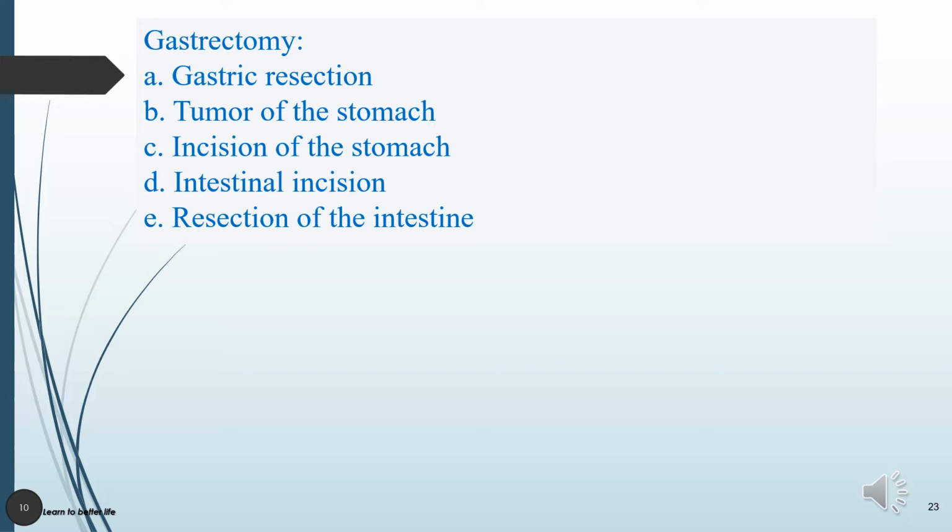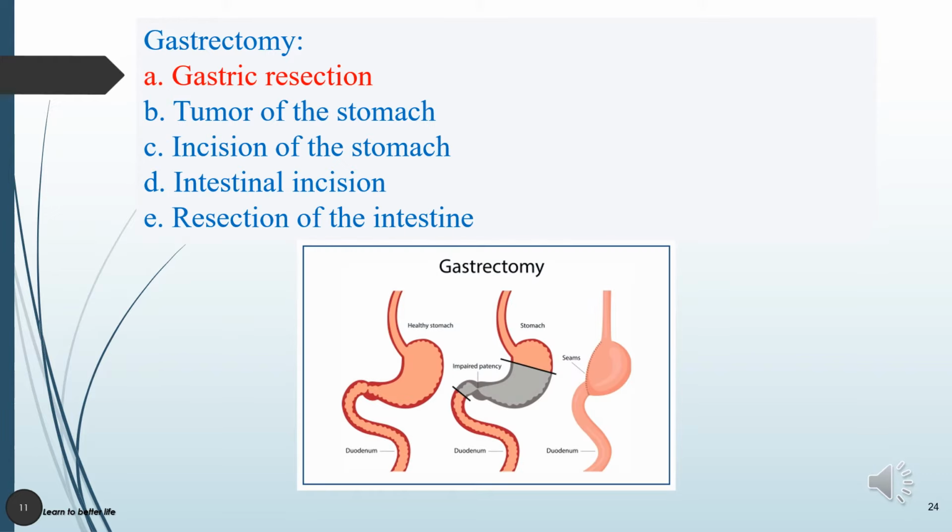Gastrectomy: A. Gastric resection, B. Tumor of the stomach, C. Incision of the stomach, D. Intestinal incision, E. Resection of the intestine. Gastrectomy means A. Gastric resection.